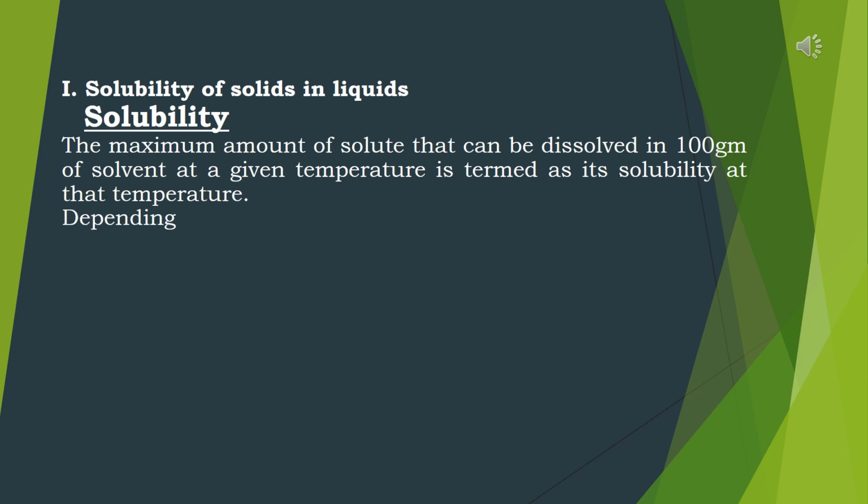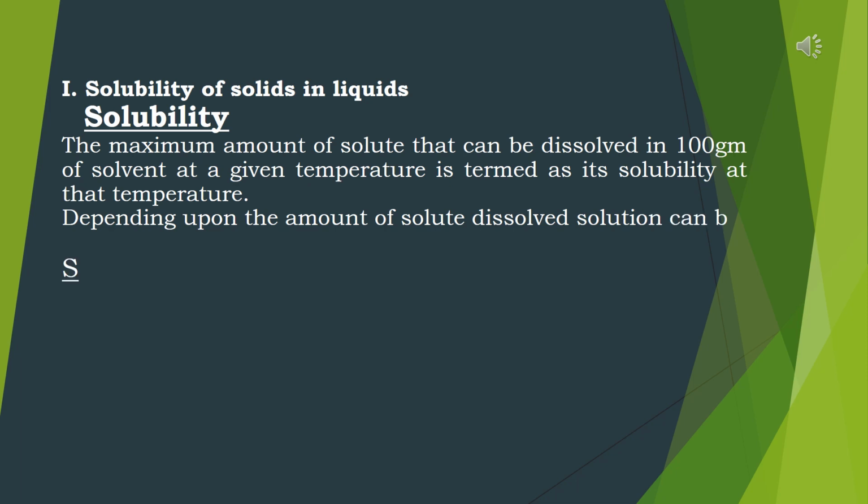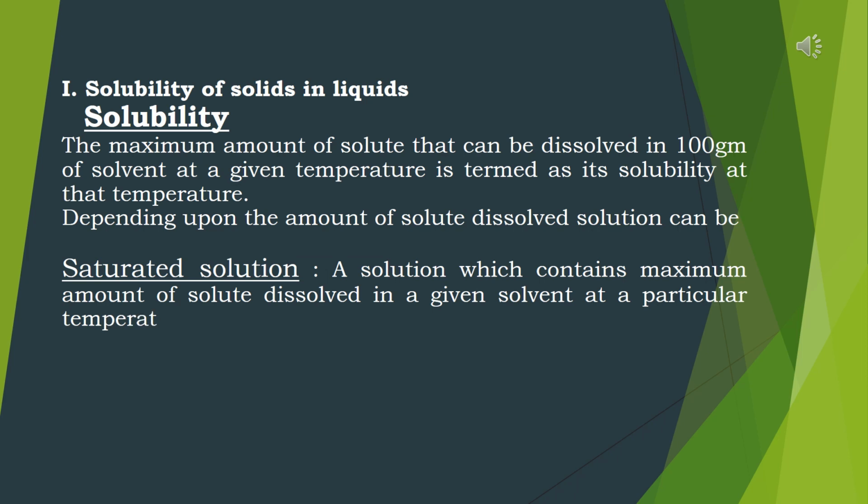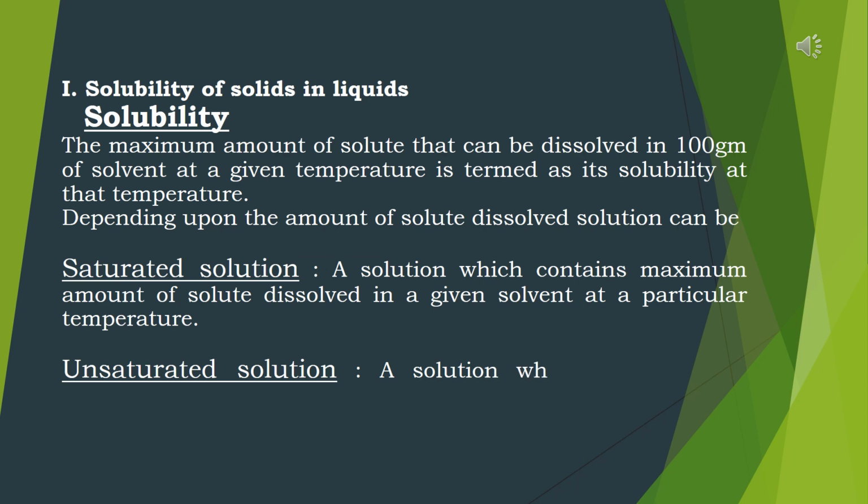Depending upon the amount of solute dissolved, solution can be of two types. First is saturated solution, a solution which contains maximum amount of solute dissolved in a given solvent at a particular temperature. So saturated solution is that solution in which no more solute can be dissolved in a given solvent. And second is unsaturated solution, a solution which contains less amount of solute than required for forming saturated solution.